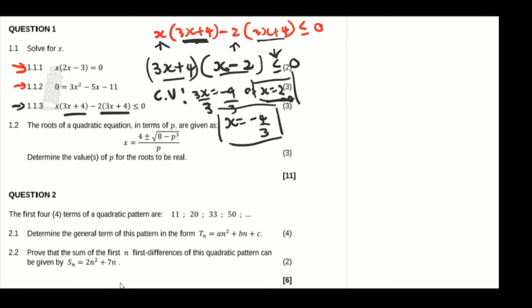Remember, inequality sign. Cool. So from here we are just going to draw our number line.